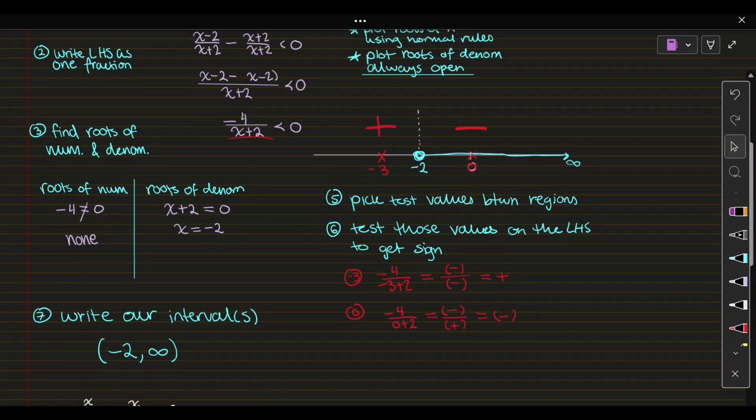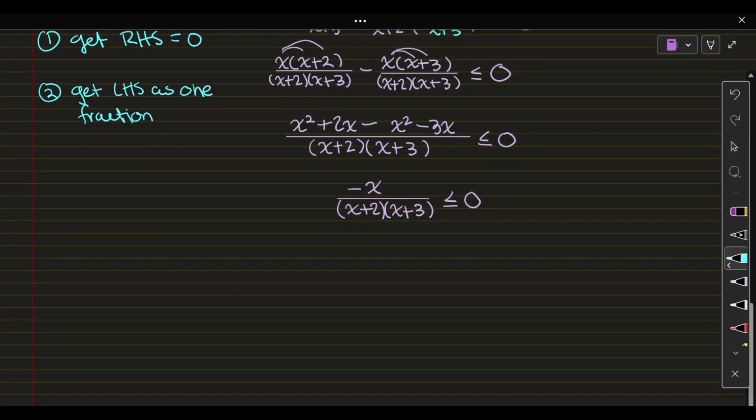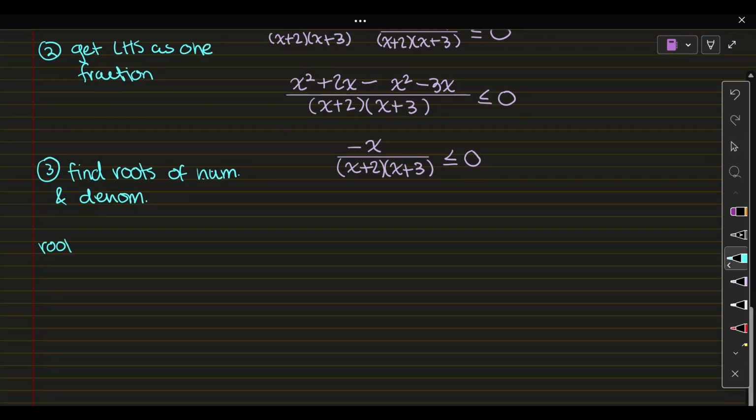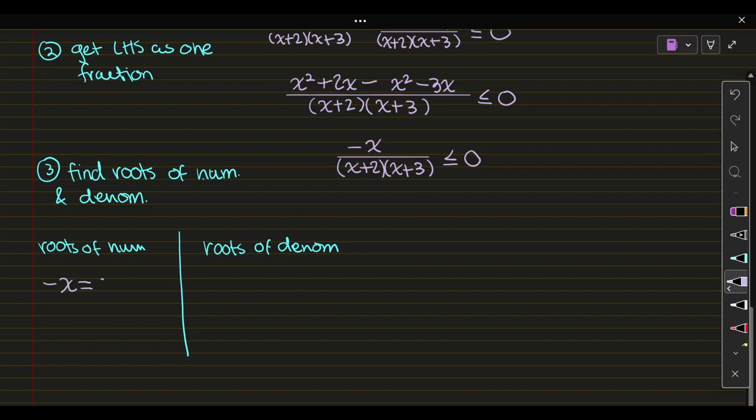Let's see, what was our step 3? We want to find roots of the numerator and the denominator. And I'll draw that little chart here. So 3, find roots of the numerator and the denominator. So I'll have roots of numerator over here, and I'll do roots of denominator over here. So remember, I'm just setting the top and bottom equal to 0, so numerator is negative x equals 0. Well, that just means x equals 0, so that's my root of the numerator.